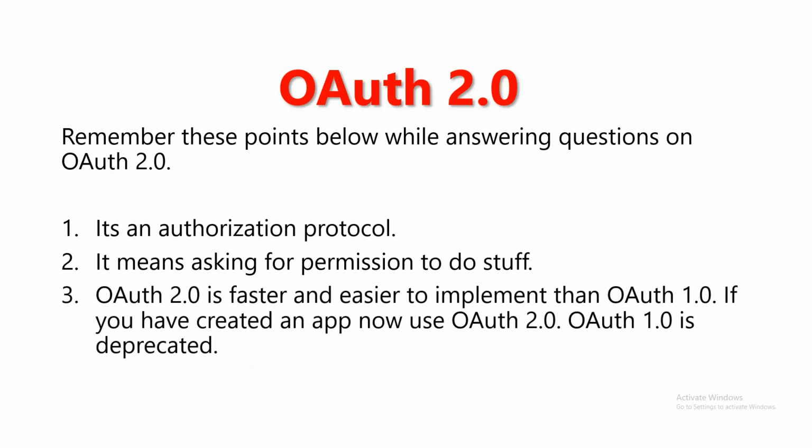The third point is, OAuth 2.0 is faster and easier to implement than OAuth 1.0. If you are creating an app now, use OAuth 2.0. OAuth 1.0 is deprecated. The fourth point is to give a real world example of OAuth. So now let's see how you can answer this question with a real world example of OAuth.